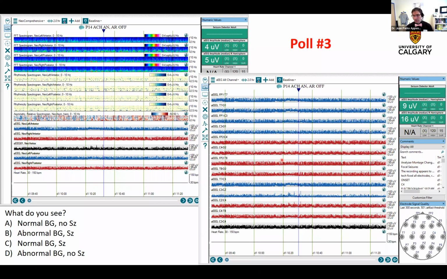Do we have enough respondents? We have close to 100, yes. So okay. The poll here will be ending in 3, 2, 1. And there are the results. Great. So we have people that say normal background and people that say abnormal background. And I think the abnormal background without seizures won because it's 36%.